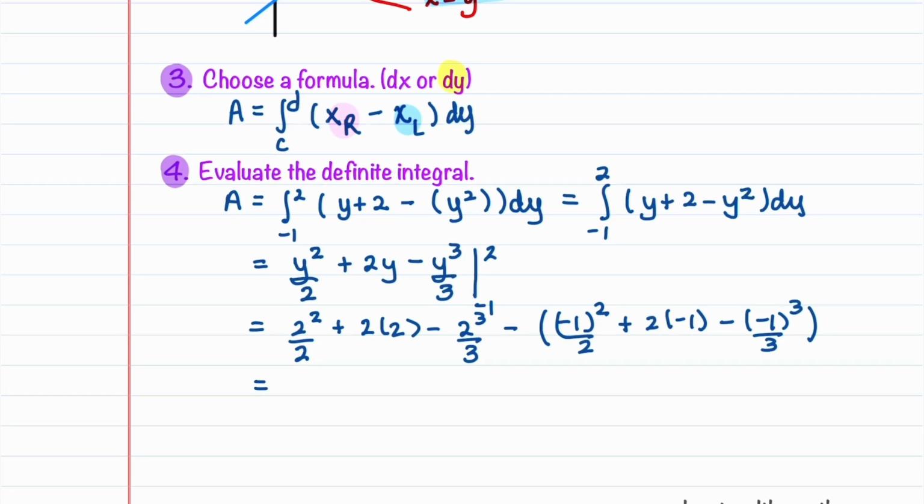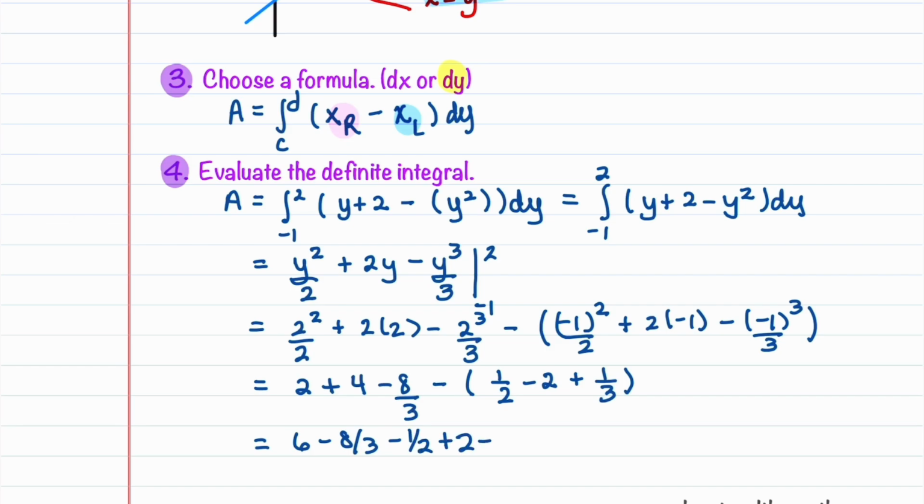Now let's see what this gives us. We have 4 divided by 2, so that's 2. And then we have 2 times 2 is 4. And then we have -8 over 3. And then for this next one, let's simplify what's in the parentheses first. This is 1/2 minus 2, and minus a -1 gives us a plus 1/3. This is equal to 6 minus 8 over 3 minus 1/2 plus 2 minus 1/3.